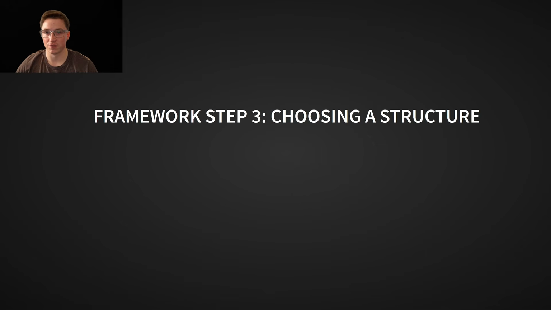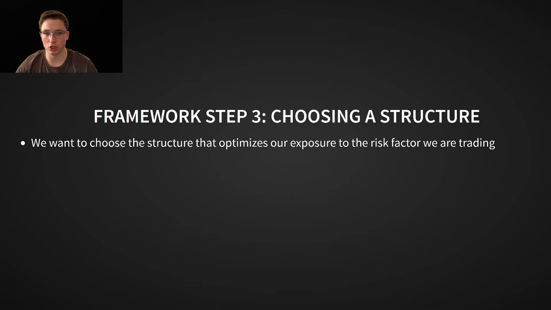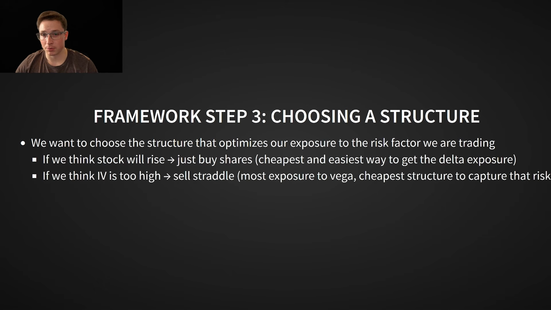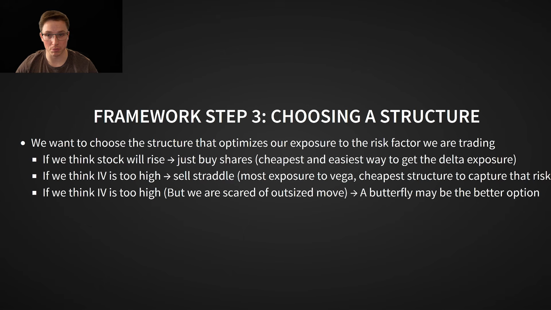Assuming your hypothesis survives falsification, the next step is choosing the right trade structure. You want a structure that captures the specific risk you're targeting at the lowest possible cost. For example, if you believe a stock will go up with no opinion on volatility or timing, then just buy the stock. Keep it simple. There's no reason to complicate it. But if you think volatility is overpriced and have no directional view, selling a straddle might be the better play because it gives you the maximum exposure to vega and theta at the money.